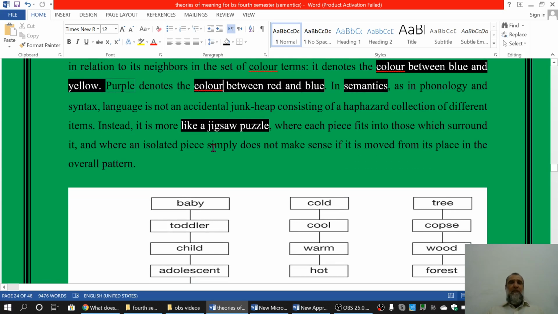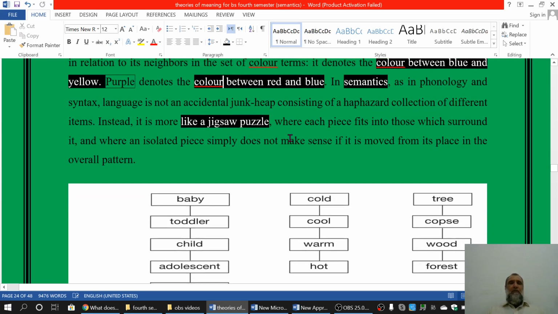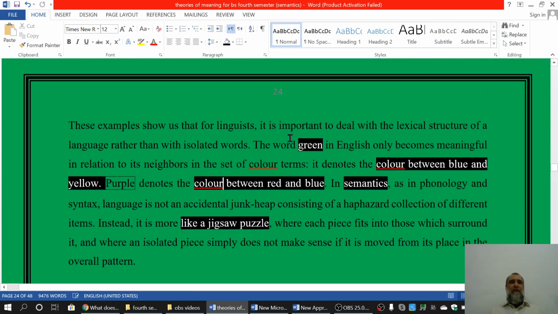And it is compared with the jigsaw puzzle. The jigsaw puzzle is the puzzle in which one object fits at a specific area when the surrounding pieces are proper, and then this specific piece will fit there. Otherwise, a piece separately would not fit anywhere, or a piece separately would be meaningless.